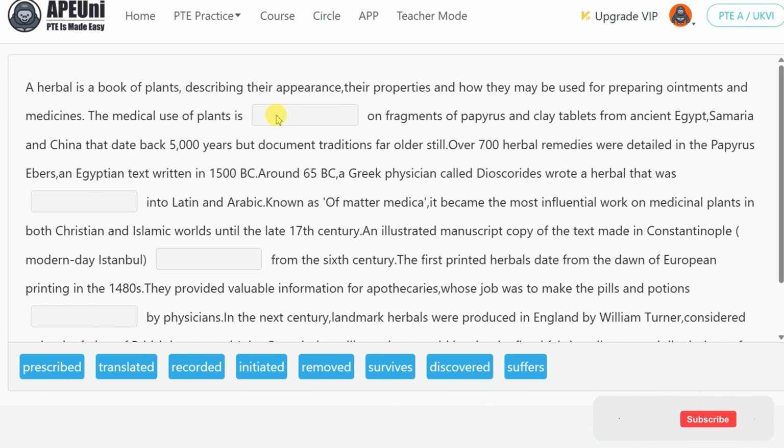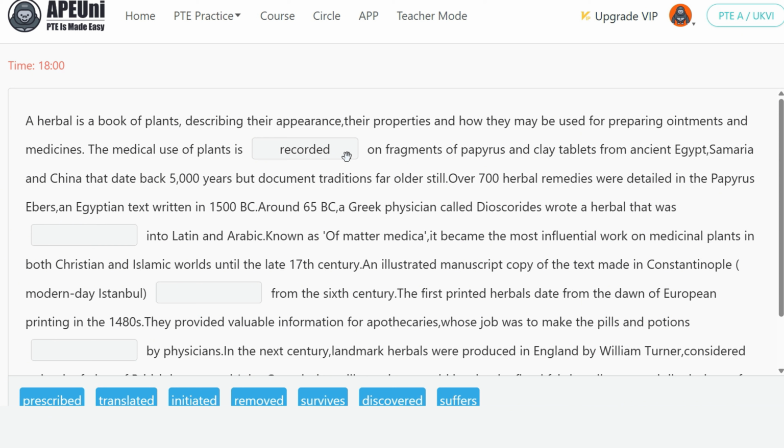The medical use of plants is dash on fragments, right? So let's try to understand together. The right option for this blank is recorded. Let me explain why I have selected this option: it means documented or written down, right? You're recording something. The medical use of plants has been written or preserved in historical texts. Make sense? Making this option grammatically correct. Grammar rule says that recorded is a past participle which refers to information stored for future reference. Make sense?